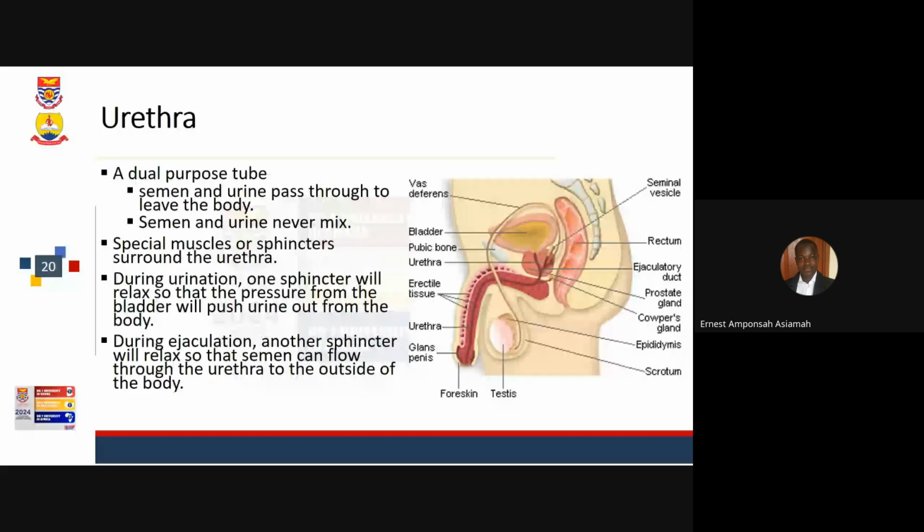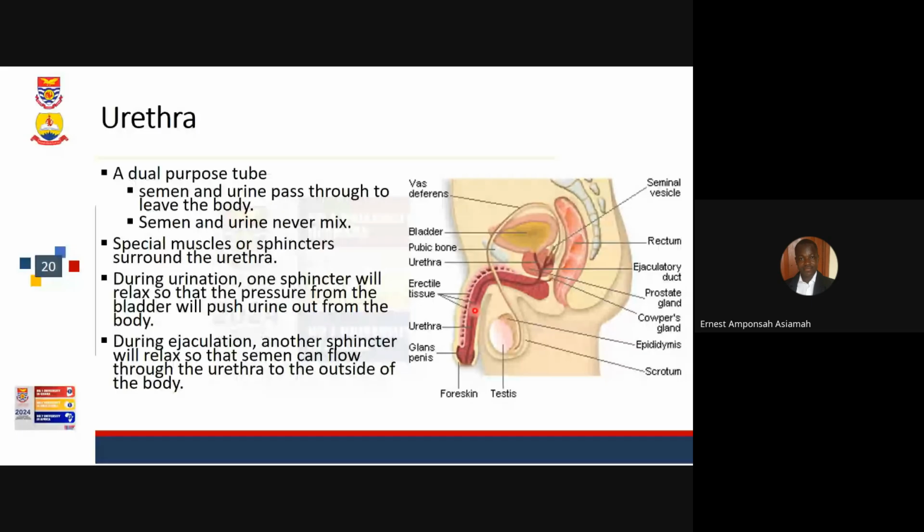The urethra has a dual purpose. It allows semen and also urine to pass through in order to leave the body. One thing is that urine and semen don't mix. They don't usually mix. Maybe you only find traces of sperm if, after semen has passed through the urethra, the person urinates and you collect that urine. But under normal circumstances, when the semen is being released, the urine is not released.